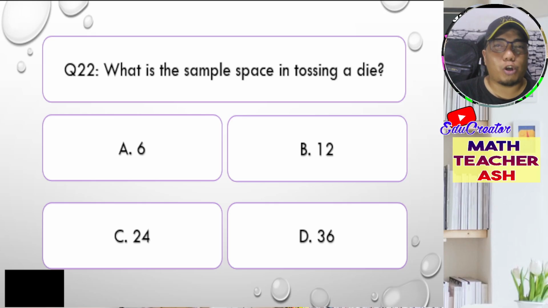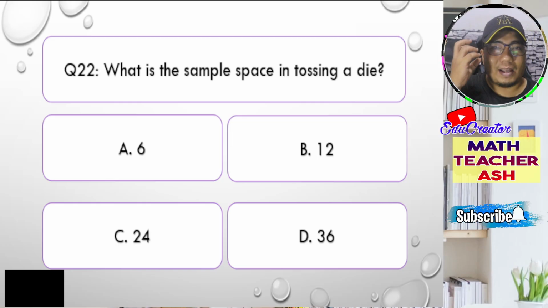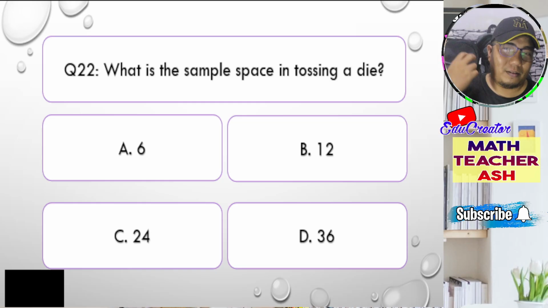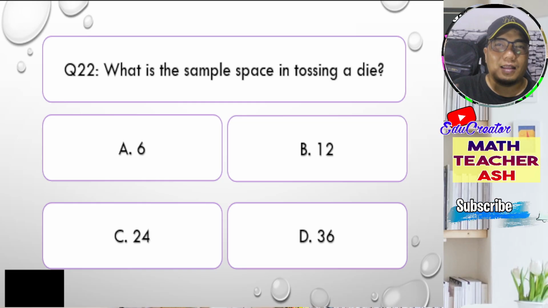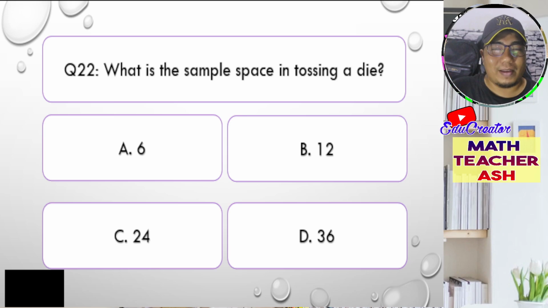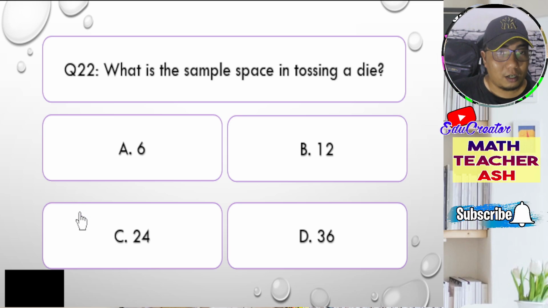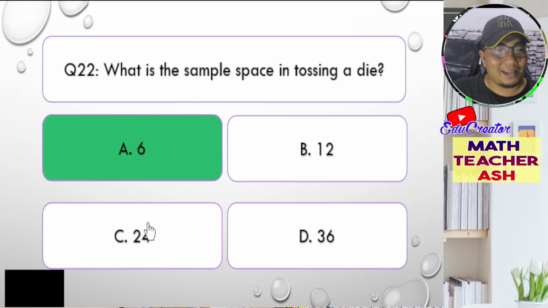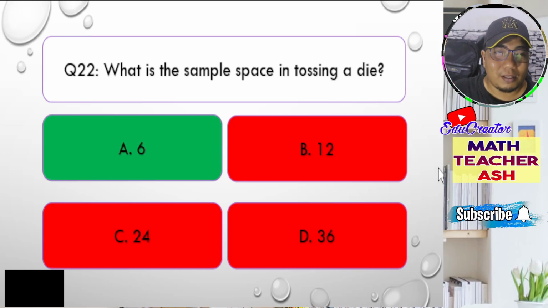Okay, math learners, talking about sample space, it is the possible outcomes. If you have a die, that is dice in plural, if you have a die that has 6 faces, right? The 1, 2, 3, 4, 5, and 6. Therefore, there are only 6 outcomes, and that is the total outcomes, which is also known as the sample space. So the correct answer here is letter A. Alright, I hope you got that one, my dear math learners.